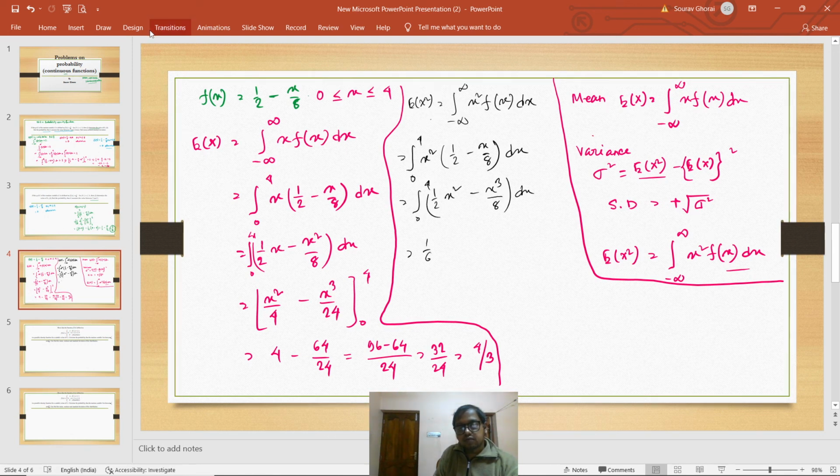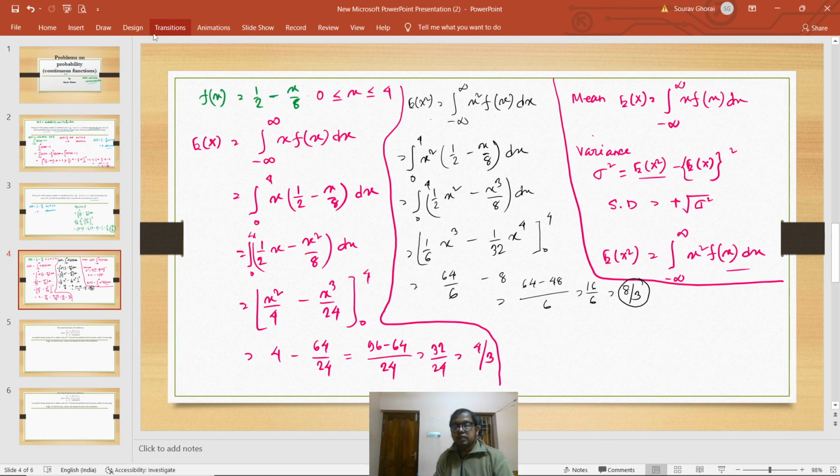From here we will get 1 by 6 x cubed minus 1 by 32 x to the power 4, over 0 to 4. If we put the upper limit, 64 by 6 minus 256 by 32, that means 8. If we simplify, we get 64 minus 48 by 6, that is 16 by 6, that is 8 by 3. So now E of x square is 8 by 3.